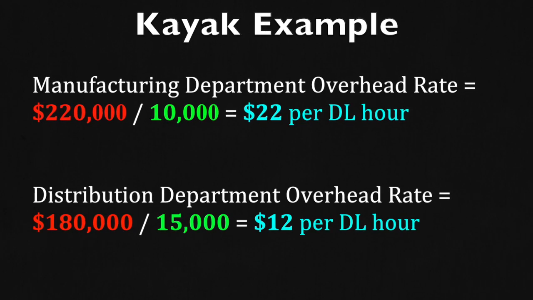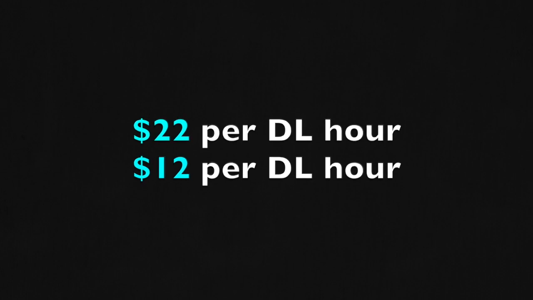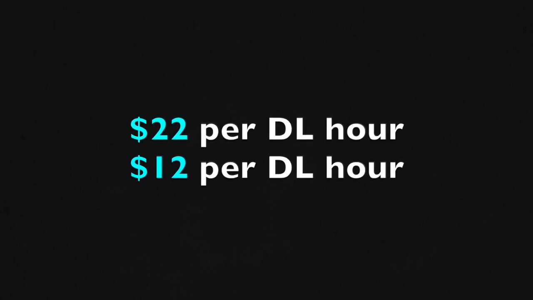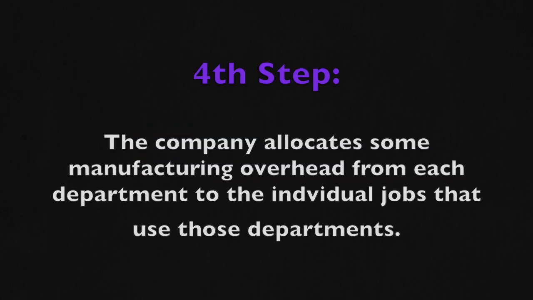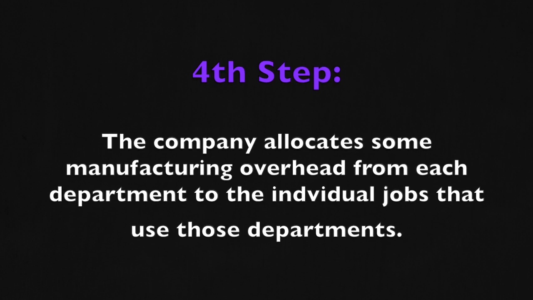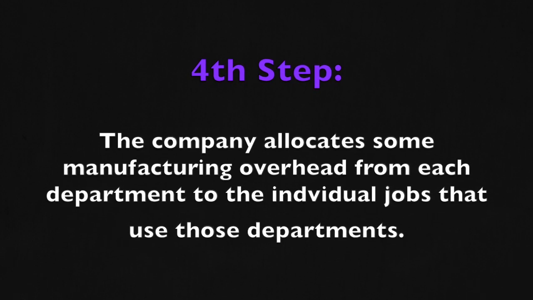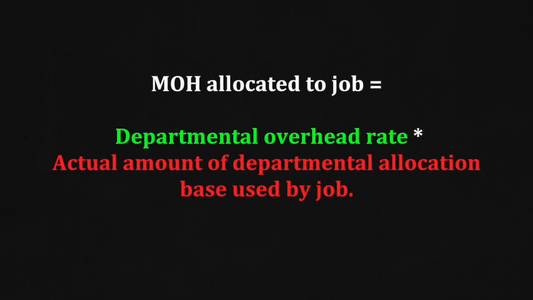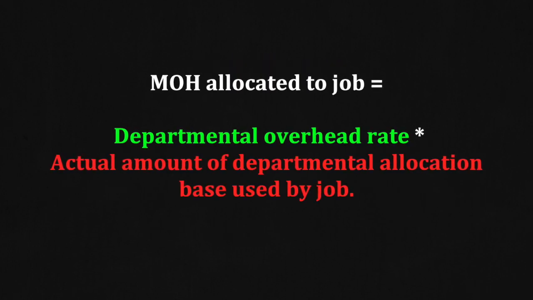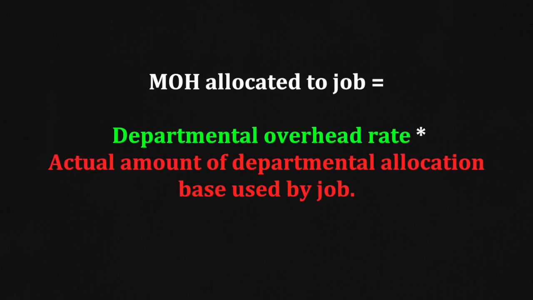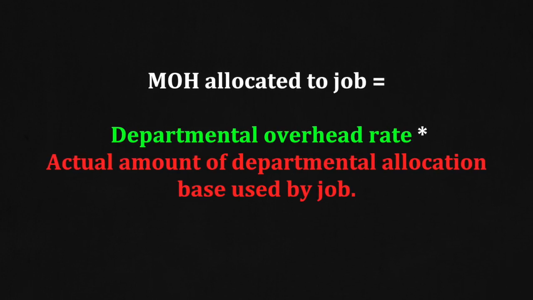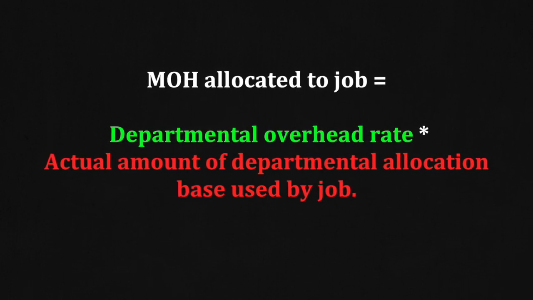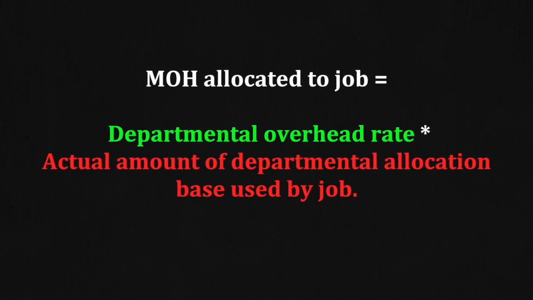Now that we have the 2 departmental overhead rates established, we can move on to our fourth step, which is the company allocates some manufacturing overhead from each department to the individual jobs that use those departments. Our equation needed for this is going to be our MOH allocated to the job, which is departmental overhead rate multiplied by actual amount of departmental allocation base used by job.